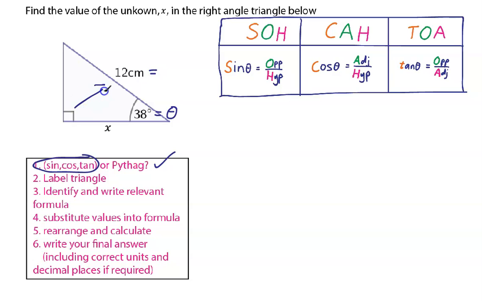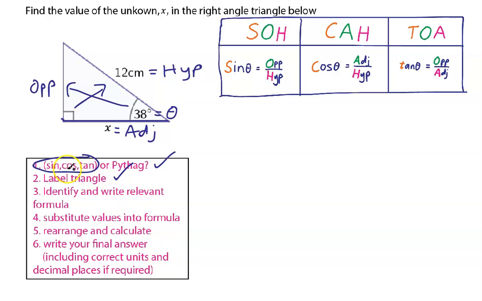Across from the right angle is always the hypotenuse. And opposite the angle that we've been given is called the opposite side, believe it or not. Adjacent to the angle we've been given is called the adjacent. You can think of the adjacent side as the line that connects the right angle and the angle that we've been given. So 38 degrees and the right angle are connected by the adjacent side. Okay, so label the triangle. Good job, well done.